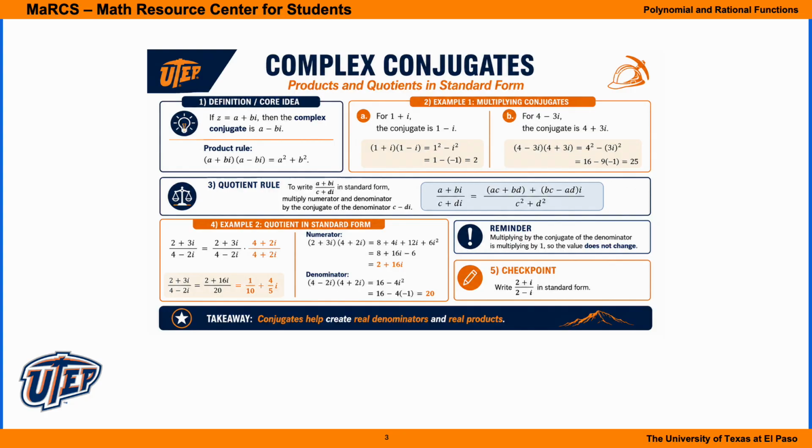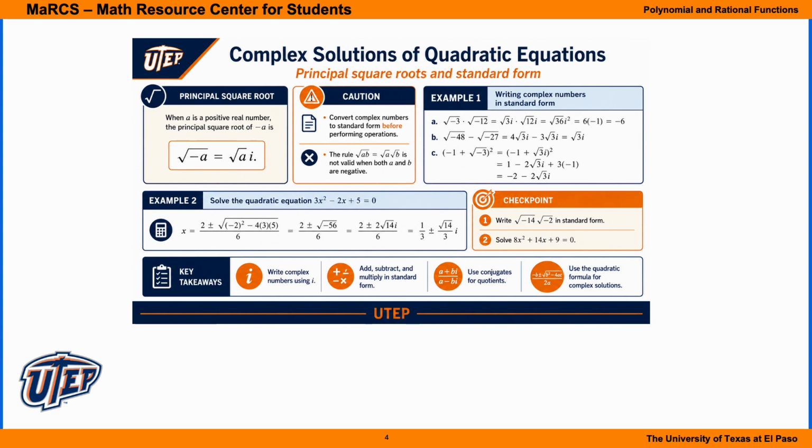So in the numerator, after multiplying all the terms, we will get 2 plus 16i, and in the denominator, we will get a real number because we're multiplying by the conjugate. And in our case, that is equal to 20. So we'll get 2 plus 16i divided by 20. In the simplified form, or the standard form, that will be 1/10 plus 4/5 i. So before carrying out any operations, we need to convert complex numbers into the standard form.